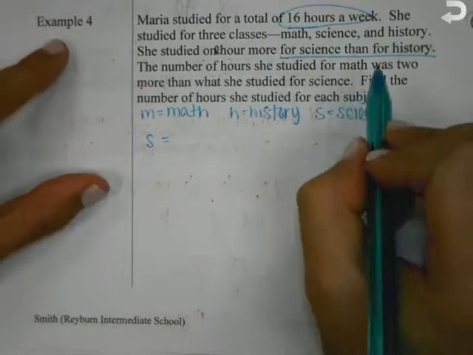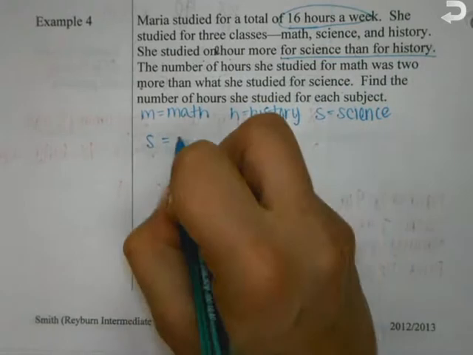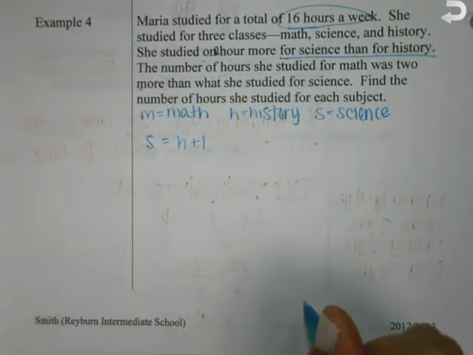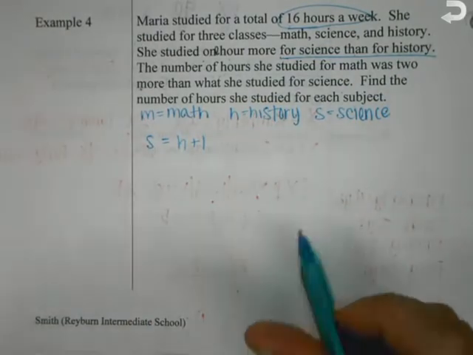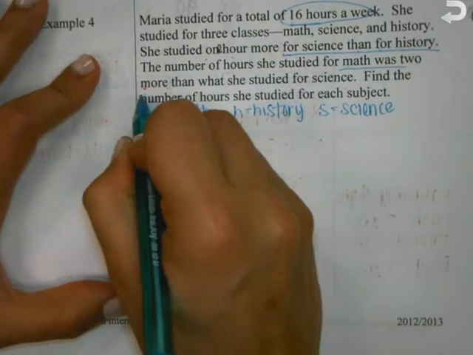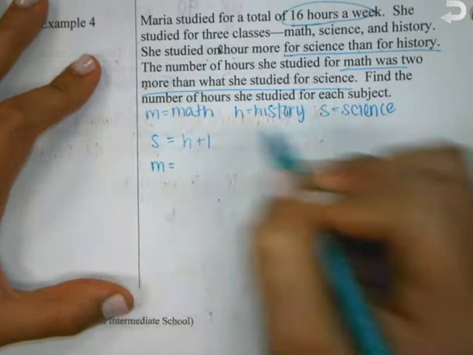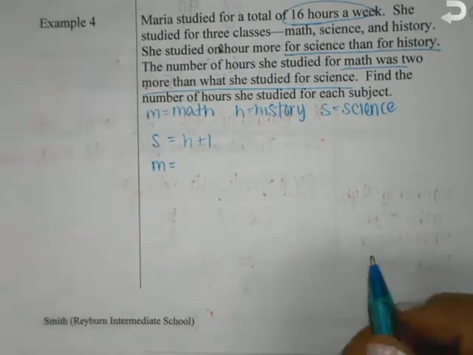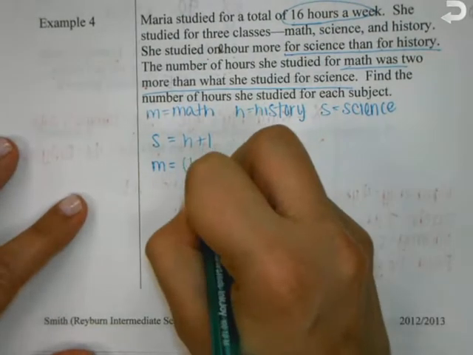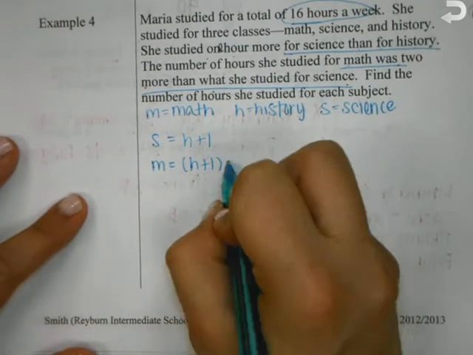The number of hours she studied for math was 2 more than what she studied for science. So what would math be? H plus 1 plus what? How many more hours? 2. So plus 2. So what does that come out to? H plus 3. Find the number of hours she studied for each subject. So then we have just H equals H, right?